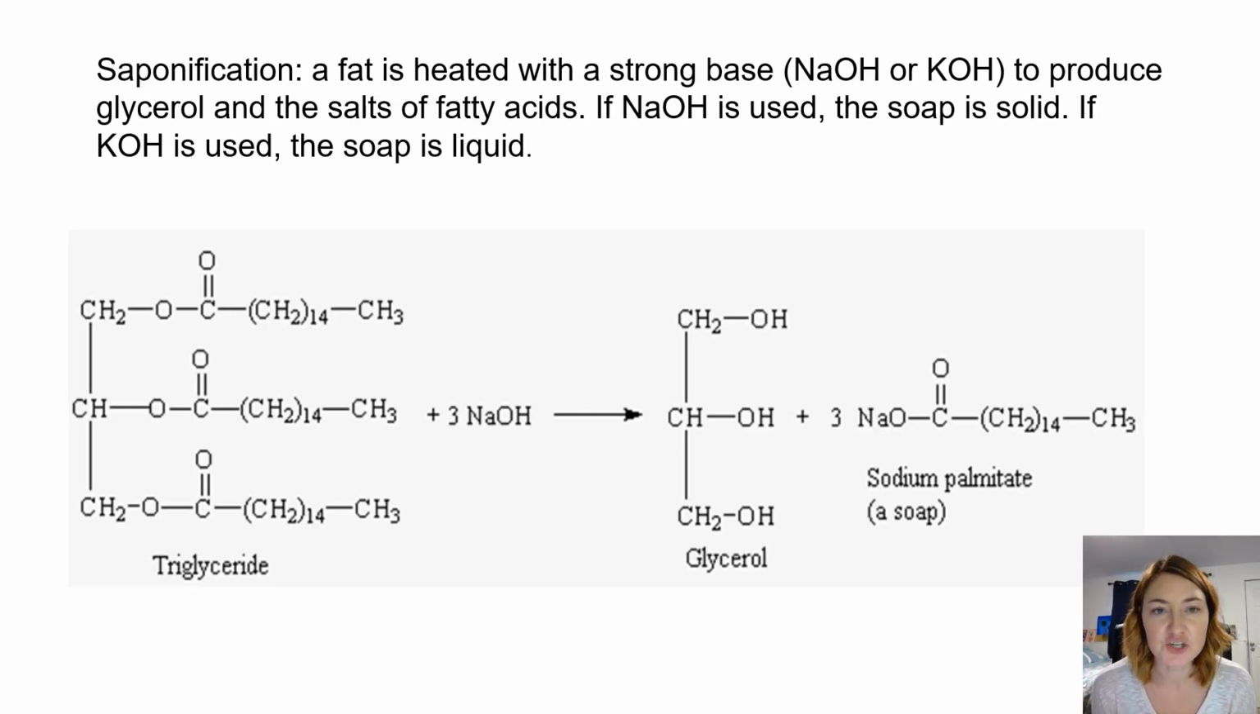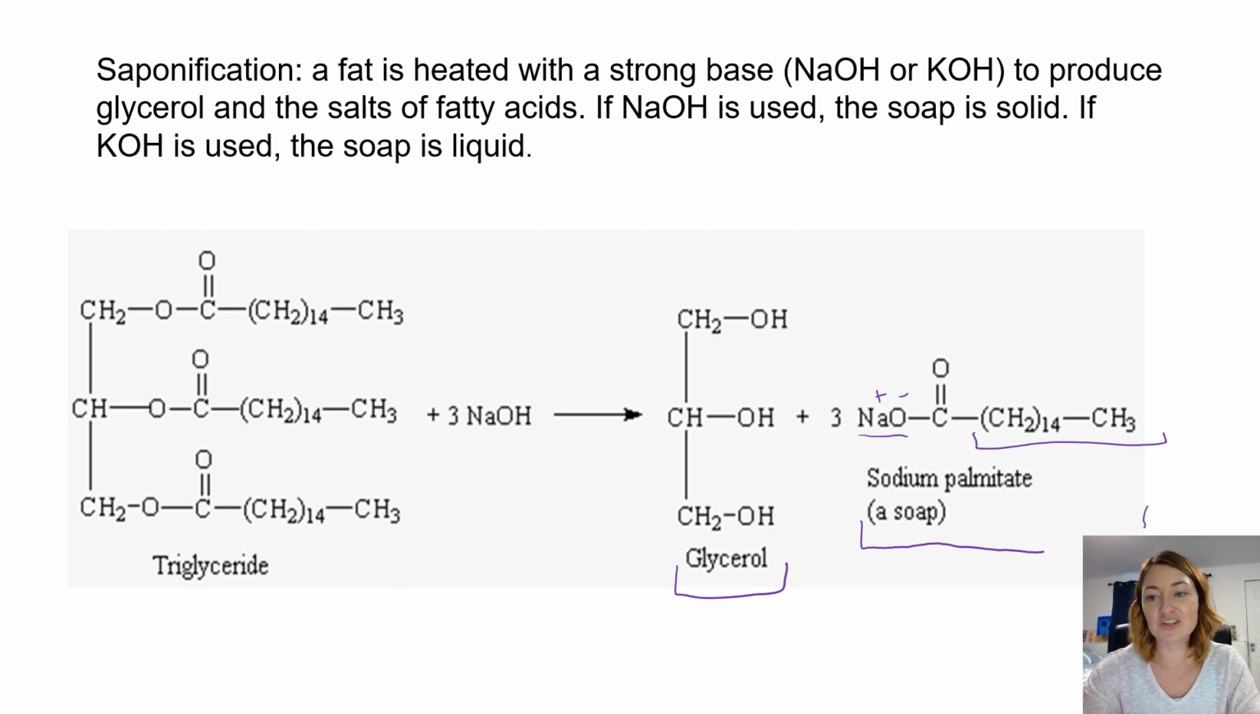In saponification, we're going to take a fat or triacylglycerol, and we're going to heat it with a strong base. We're either going to use potassium hydroxide or sodium hydroxide. What this will produce is a glycerol molecule, so we reform our glycerol, and it also produces the salts of fatty acids. You have seen this before when we did our base hydrolysis of carboxylic acids. The only thing that's changing is what we're starting with. So we're starting with a triacylglycerol. We're still forming that salt of a fatty acid.